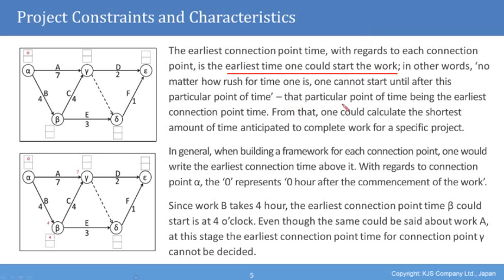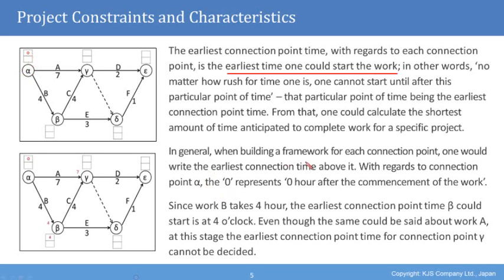So that gives the particular point of time being the earliest connection point time. From that, one can calculate the shortest amount of time anticipated to complete the work for a specific project. You can see in this case that the first connection point is assigned the earliest time 0 because that's when we're going to begin running our progress.